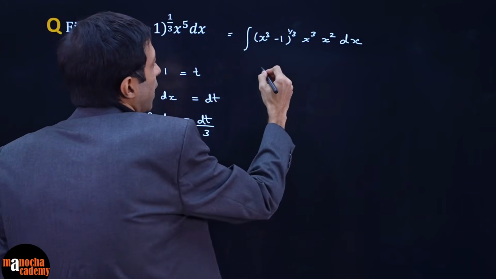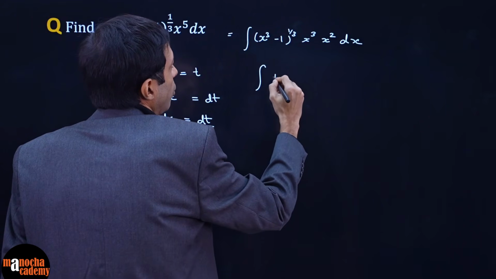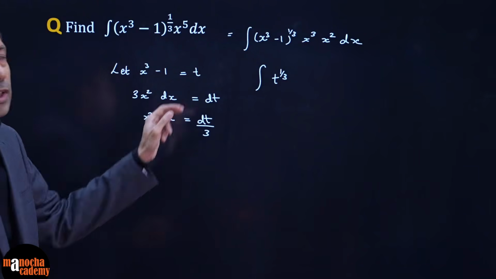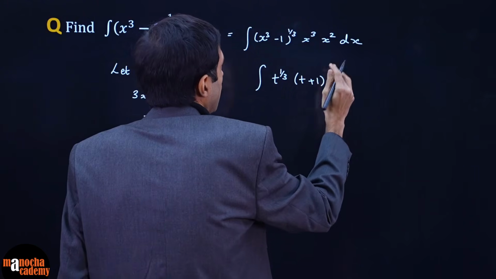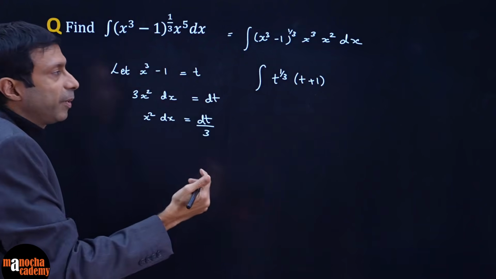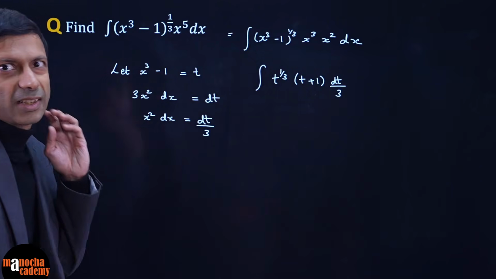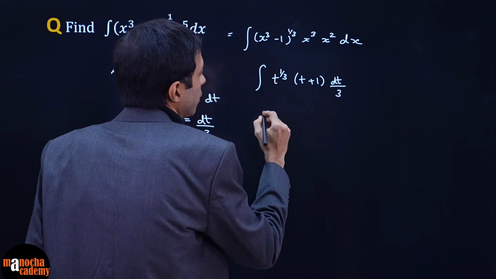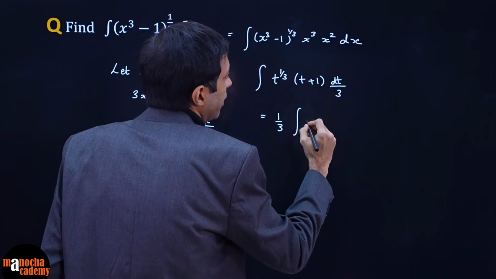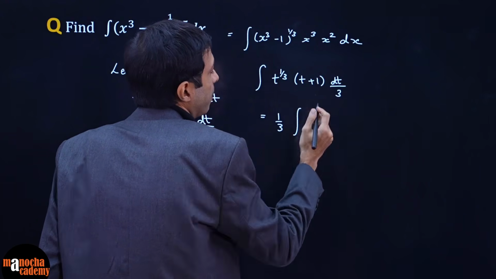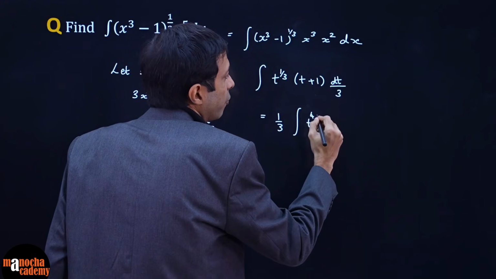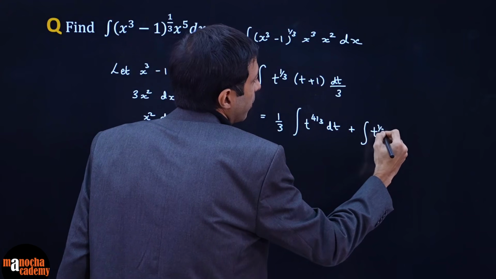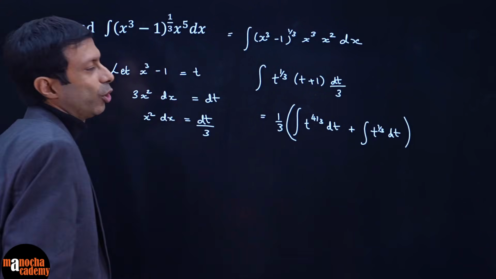So basically we are getting integration of t to the power 1 by 3, right? x cube is nothing but t plus 1 times t plus 1, and this whole x squared dx is dt by 3. There you go. That's it. Now the question became so easy because the 1/3 comes out. So this will be 1/3 integration of t to the power, when you combine these powers, t to the power 4 by 3 dt plus integration of t to the power 1 by 3 dt. And now I'm sure you can finish it for me.